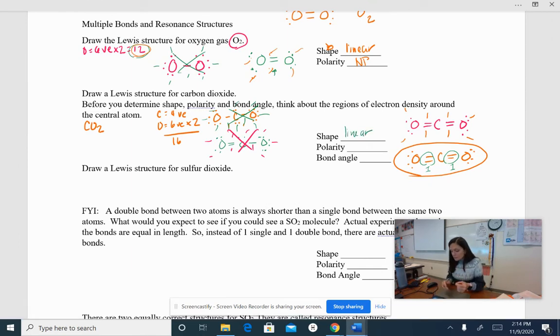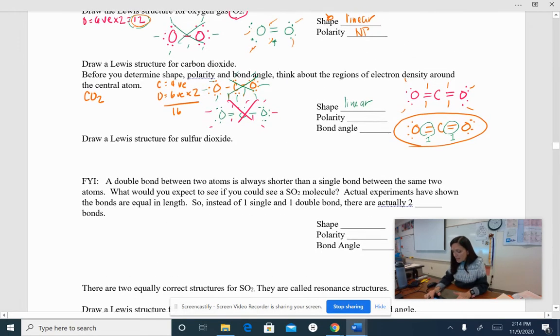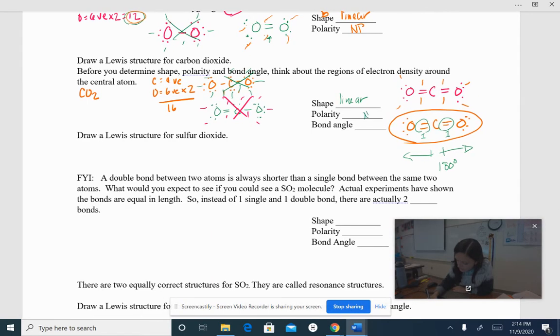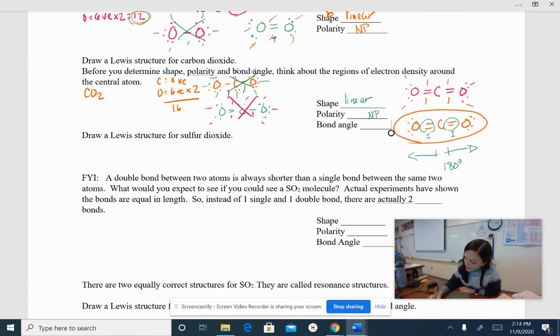Okay, now do we have electronegativity that is different between oxygen and carbon? You betcha. Carbon is about 2.5 and oxygen is about 3.5. So it's fairly electronegative towards the oxygens. But because these are both 180 degrees apart from each other, they're pulling in opposite directions. So they cancel each other out. So because they cancel each other out, this is going to end up being nonpolar. Okay? And we end up with a bond angle of 180.